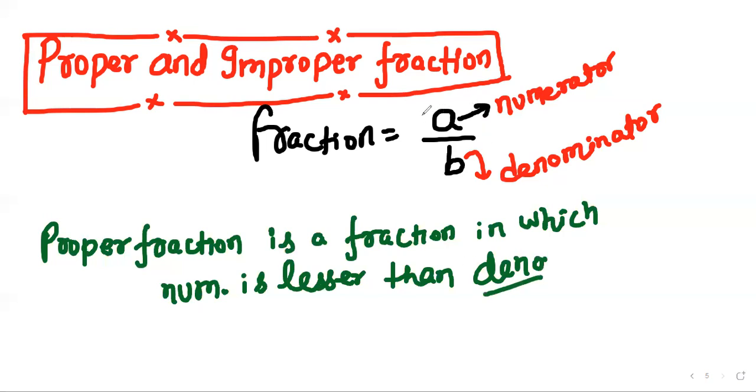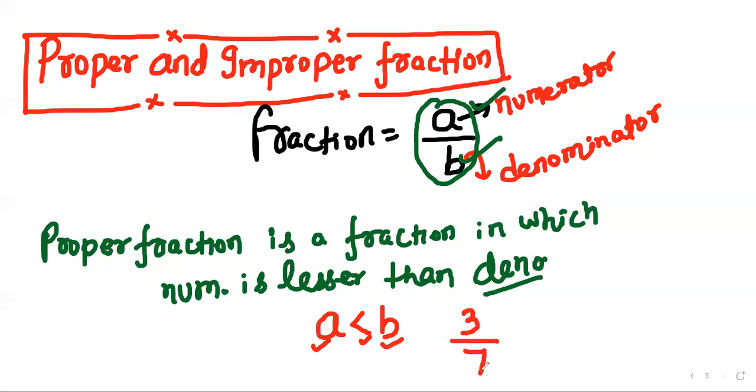So what I have written over here, the fraction is a over b, where a is called the numerator and b is called the denominator. What does it mean over here? This a is less than b. The top of the fraction, which is the numerator a, is lesser than b, which is the bottom of the fraction.